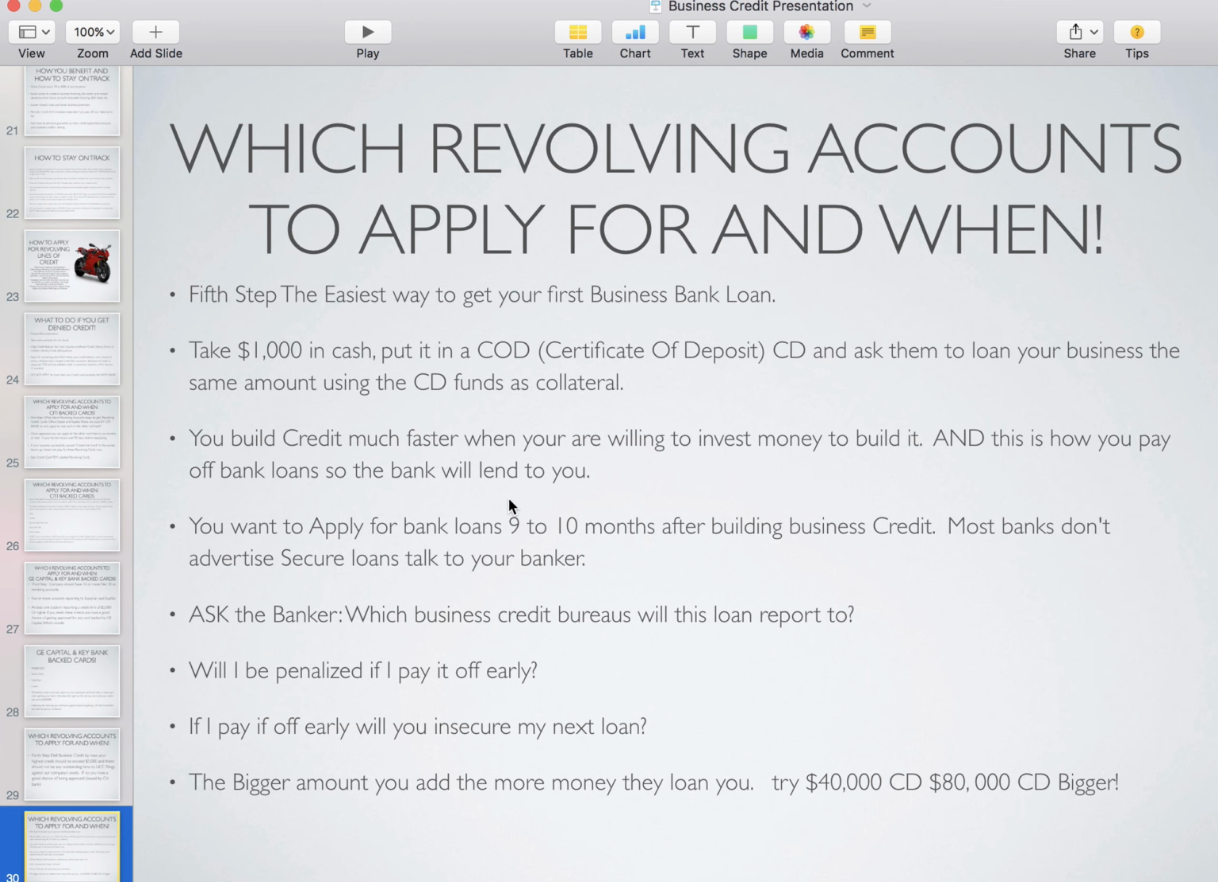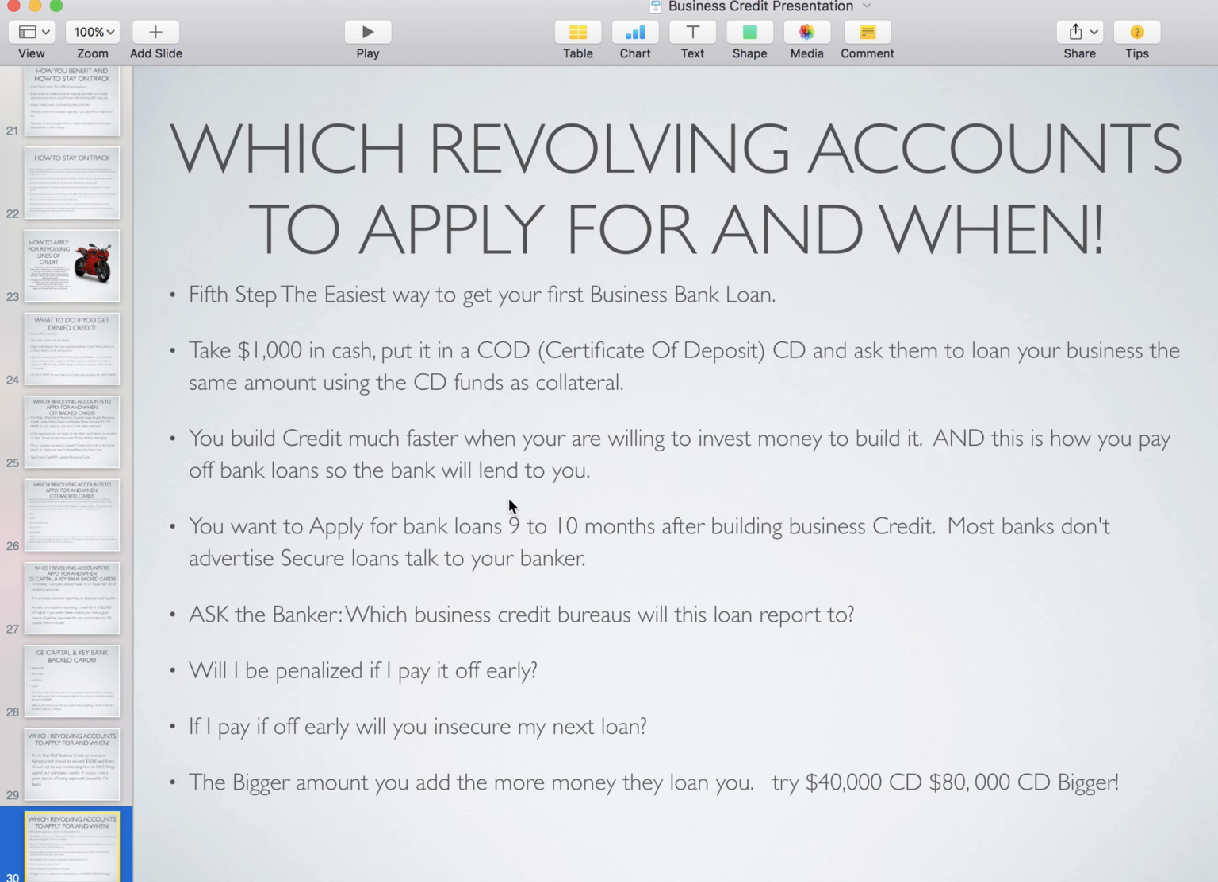And see, most banks, they don't even advertise secured loans. So you want to talk to your banker because it's not something that they make a whole lot of money on because it's a small loan. But use the money that you have. Ask the banker a few important questions. Ask the banker, okay, which business credit bureaus will this loan report to if you guys give me a loan?